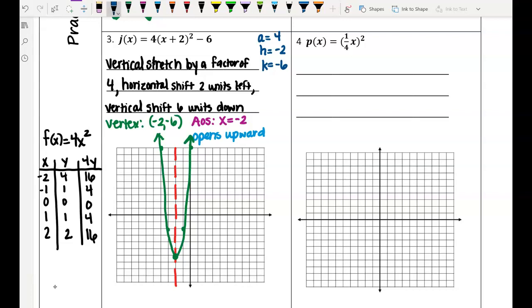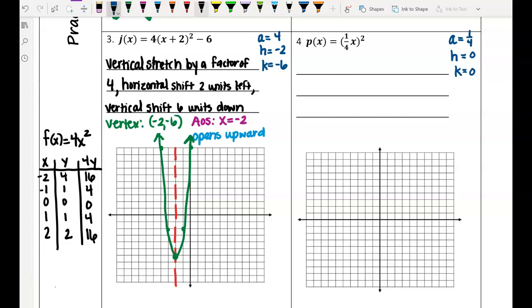So this is going to be that horizontal because it's the quantity ax squared. The a is inside the parentheses with the x. In this case, a equals 1/4. There's no plus or minus number after the x, so h is 0 and k is 0. We are not doing any horizontal shift or any vertical shift. There would have to be a plus or minus number after the parentheses for k.